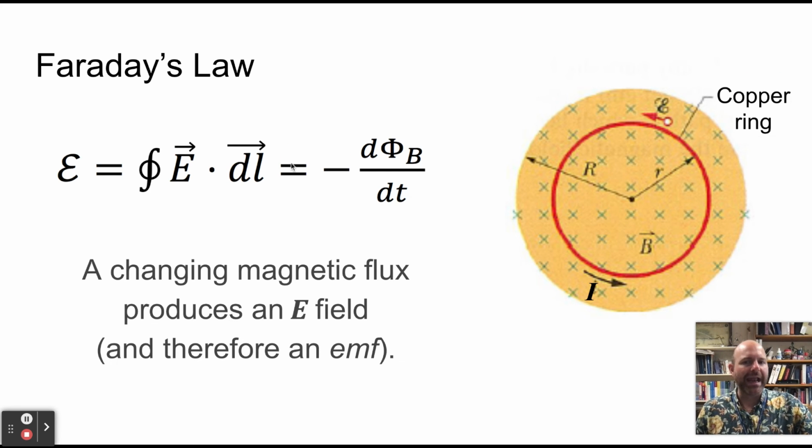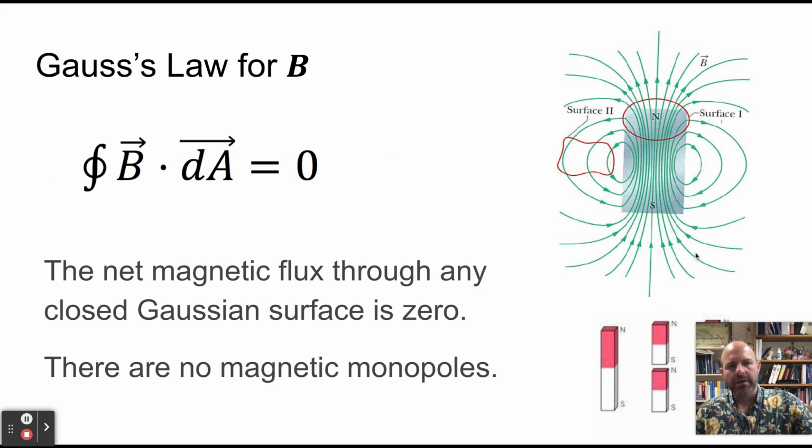Faraday's law, which we just added the last piece to, essentially says that a changing magnetic flux generates an electric field, right? And that causes an EMF that can push charge around.